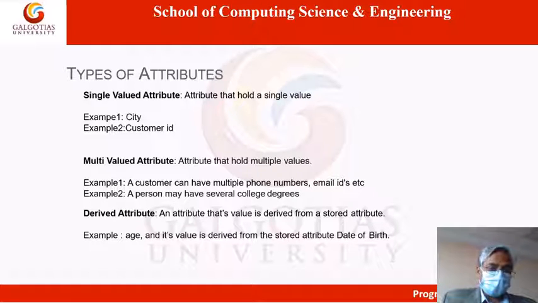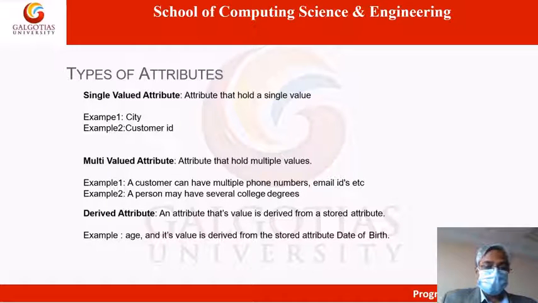But there are attributes which may be multi-valued, with more than one value. These are attributes that hold multiple values. For example, a customer can have multiple phone numbers or multiple mail IDs. So these are multi-valued attributes, meaning they have more than one value.